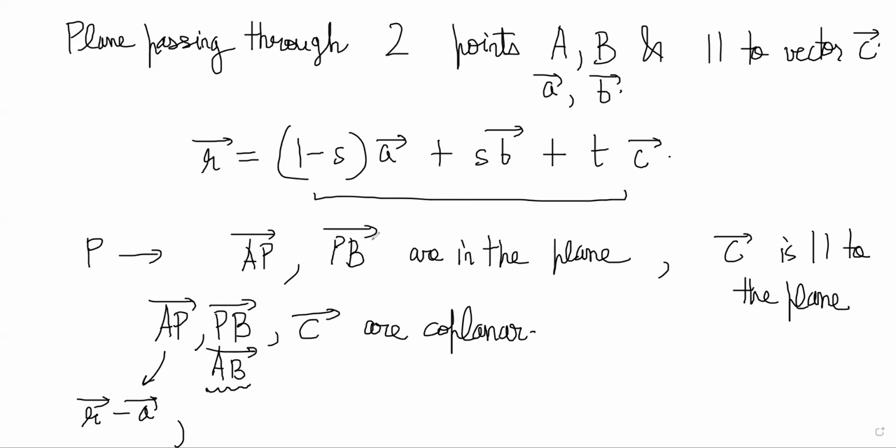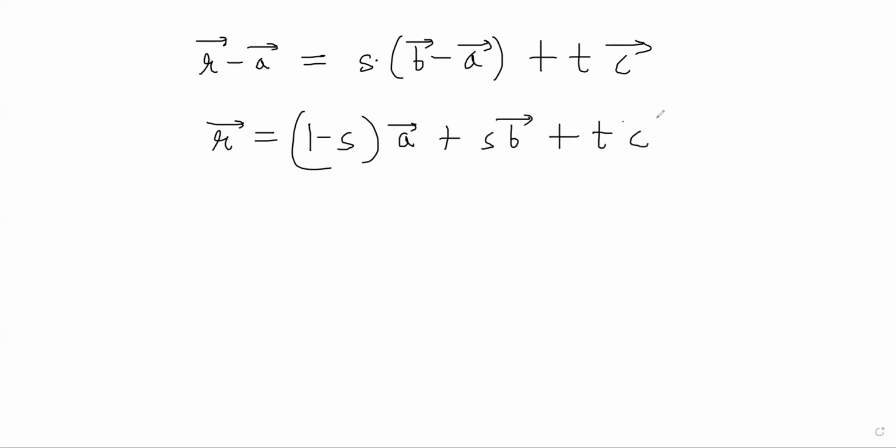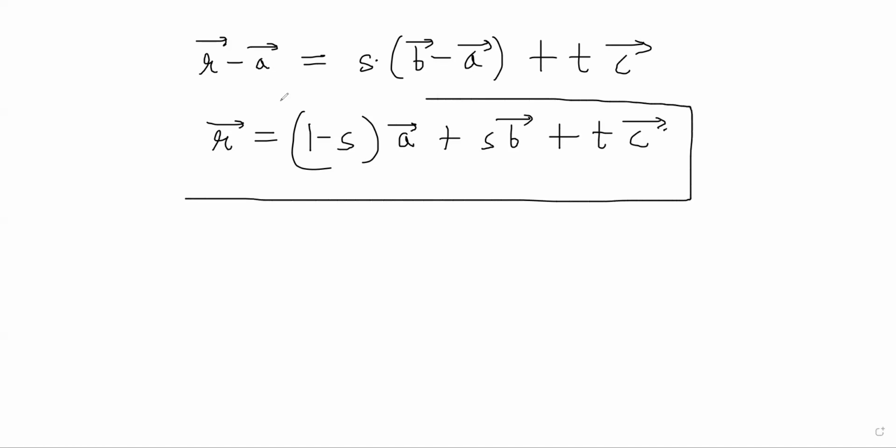So if instead of PB, I take the AB vector, it is still coplanar. We can write it as B minus A and C are coplanar. So how do I write the condition for coplanarity? I would say R minus A is equal to S times B minus A plus T times C. And now I can simplify and write it as R is equal to 1 minus S A plus SB plus TC, where T and S are scalars, right?